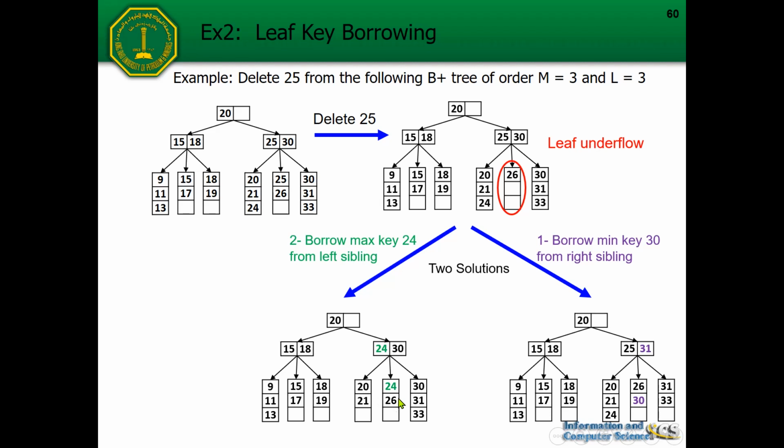Okay. Then after that, we can see that this is the key that is being shared between the left and the previously underflow node. So we need to update this key to become the minimum key in the right sibling, which is now 24. That's why this becomes 24.